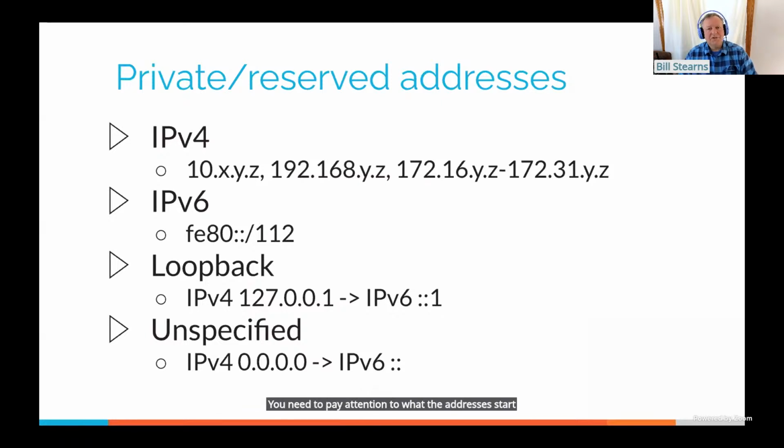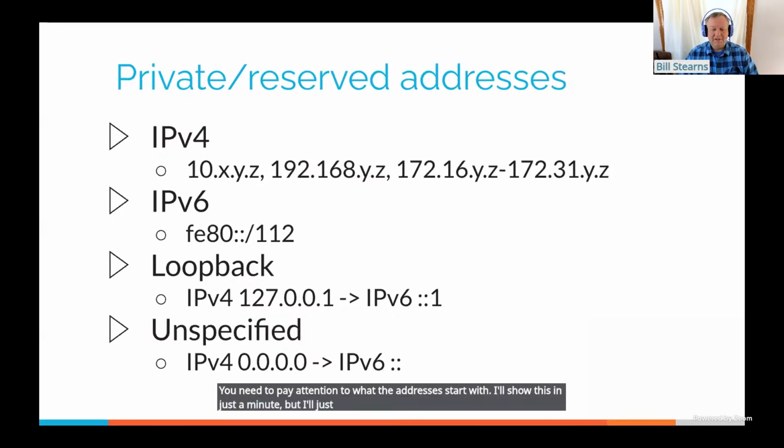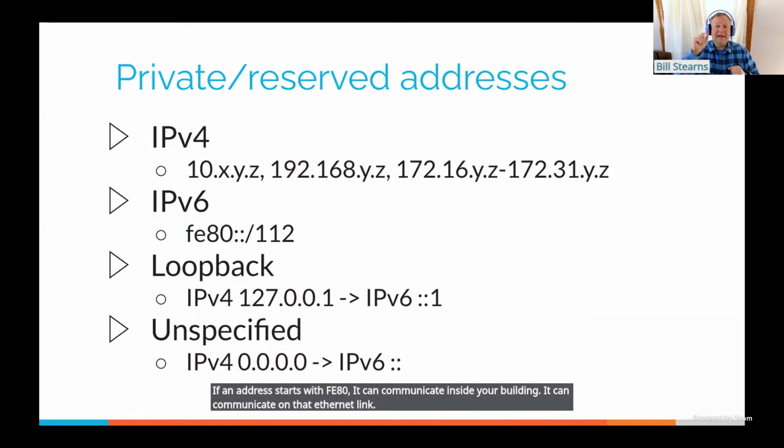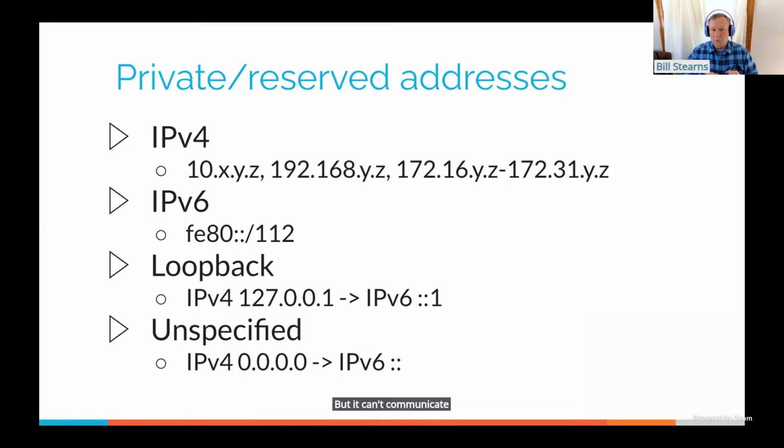I'll show this in just a minute, but just to save a little time: if an address starts with FE80, it can communicate inside your building. It can communicate on that Ethernet link, but it can't communicate with the outside world. So we'll see that in just a minute.